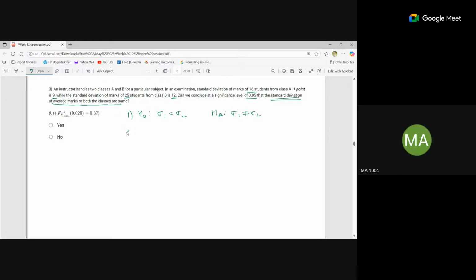Correct. Now the second is, what is my test statistic? S1 by S2, the whole square. Sx square divided by sy square. Correct? Now third, what is my test?